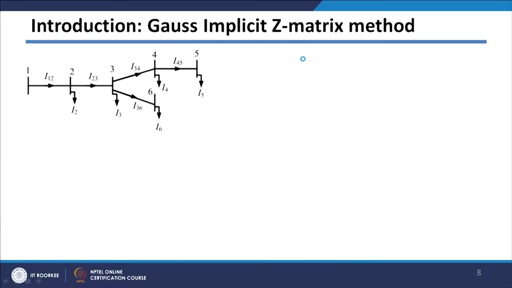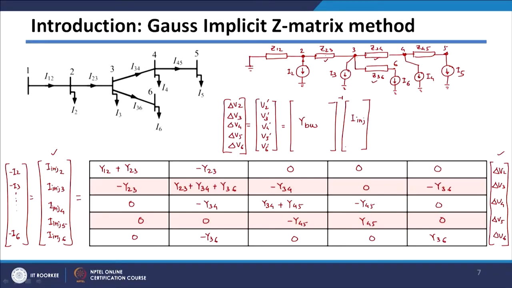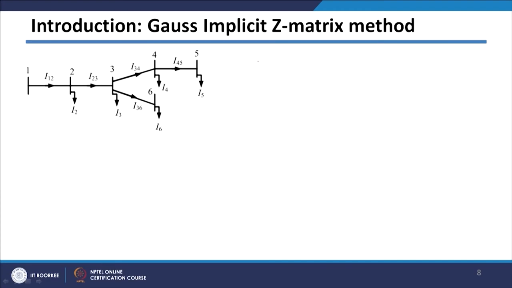Now we have got this matrix, and the structure of this matrix is something like this. I injected matrix, which is basically this part, is equal to your Y bus matrix, which is this. We know how to form the Y bus, and then this matrix I am calling delta V. So I injected is equal to your Y bus matrix multiplied by your delta V. These are the voltages at this node which we are interested in.